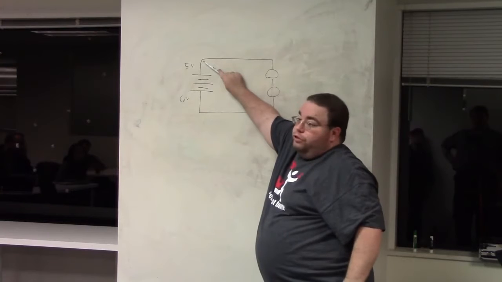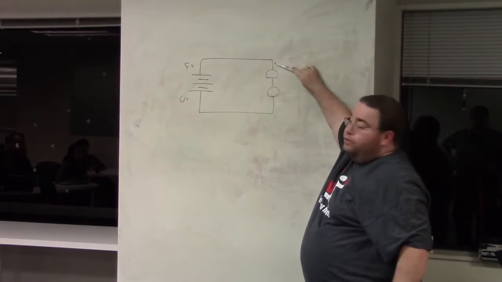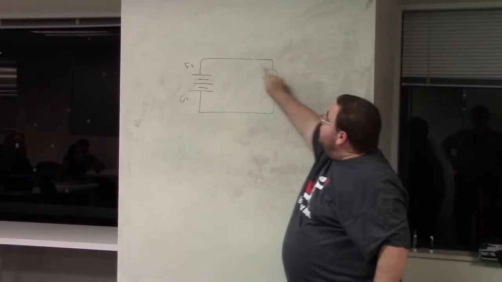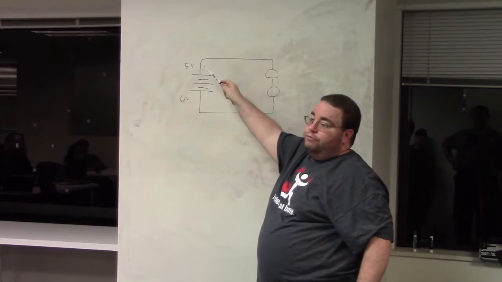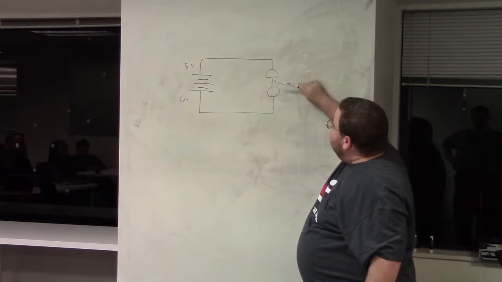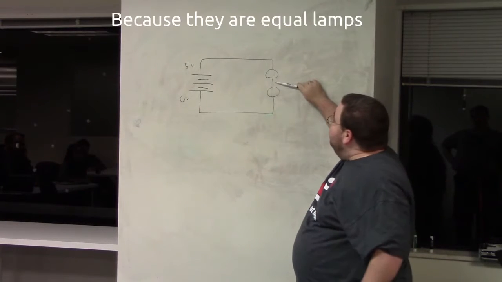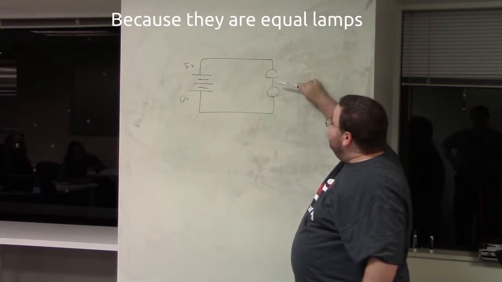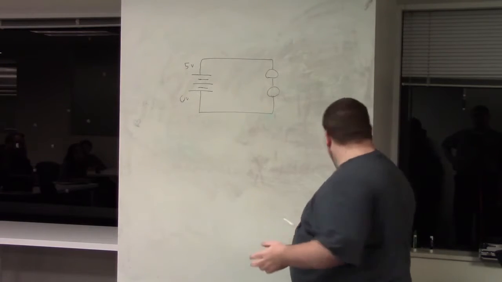So right here, what's the voltage level? 5. Right here, what is it? 5. Because these two are connected by, we're going to pretend this wire is actually 0 resistance. Right here, what is it? Assuming the lamps are the same, 2.5, because each of these lamps is going to drop half of the voltage. And then right here, zero.